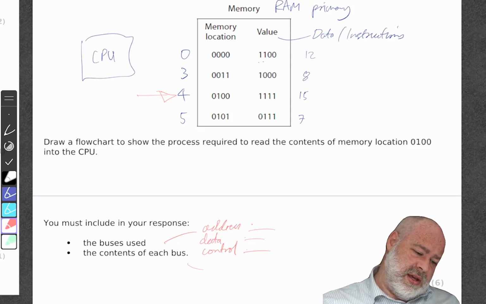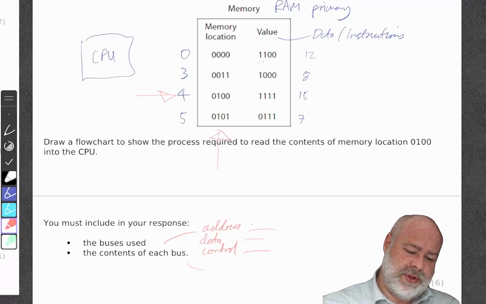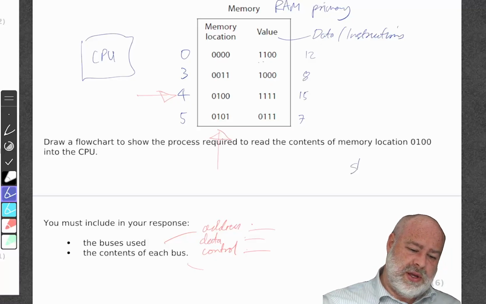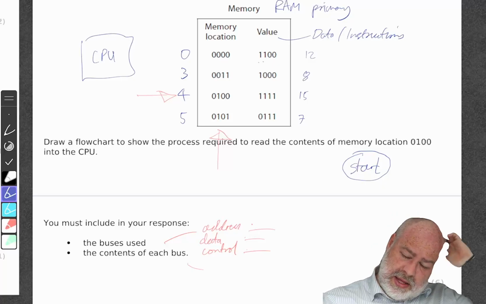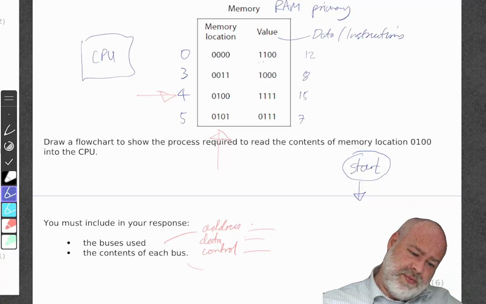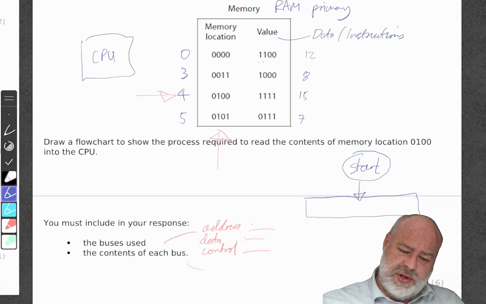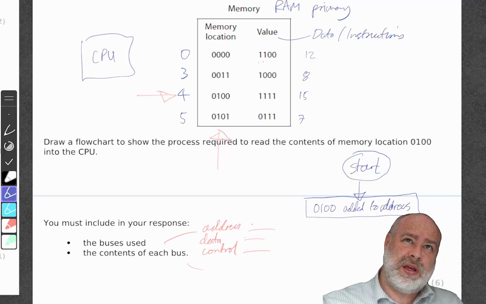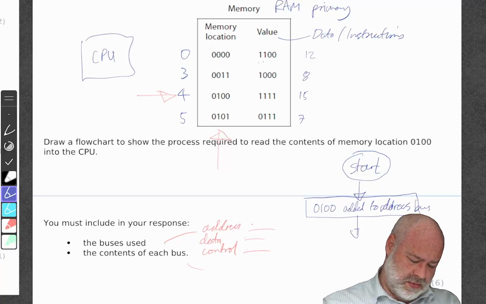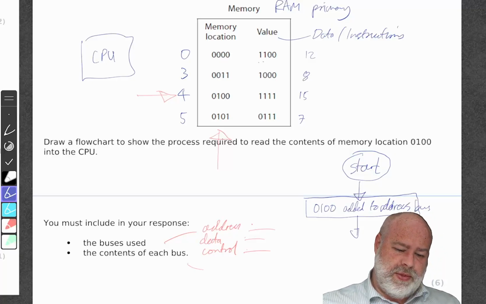So the address is this column here. So we can say, if we're making a flowchart, okay, flowcharts always start with a start, don't they? And then we have an arrow going down, and we have a process. What's our process? The process is going to be 0100 added to address bus. And I think that's a mark.